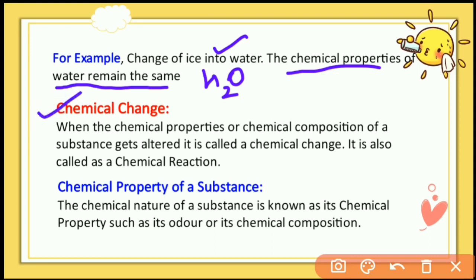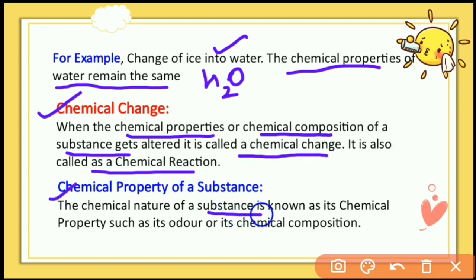Next, chemical change. When the chemical property or chemical composition of a substance gets altered or changed, it is called a chemical change, and it is also called a chemical reaction. The chemical nature of a substance is known as its chemical property, such as the odor and its chemical composition. Whenever its chemical composition and odor change, that change is called a chemical change.